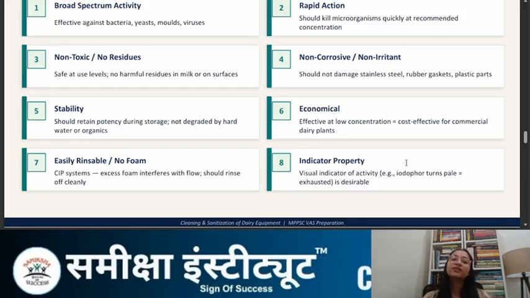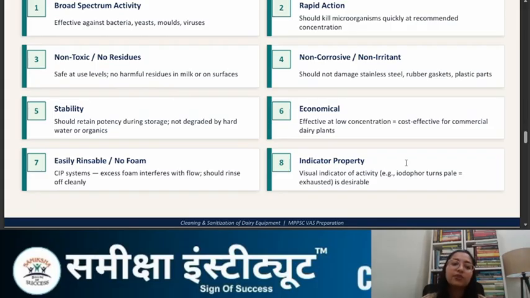Since we want to reduce the microbial count, these should have broad spectrum activity. They should include bacteria, yeast, mold, virus. These should be anti-infective in nature. They should reduce the count of bacteria, yeast, molds and viruses, which means they should have broad spectrum activity. Second, they should have rapid action. They should take very little time to act on the microbes. They should kill microbes quickly at the recommended concentration. So they should be rapidly acting.